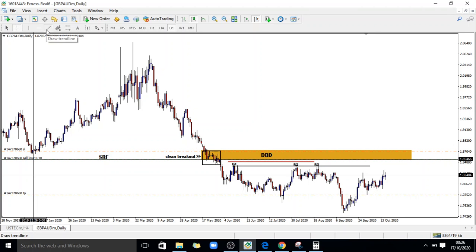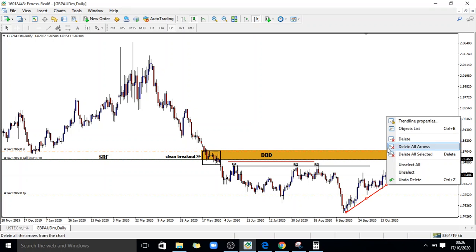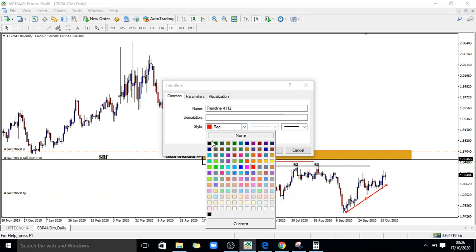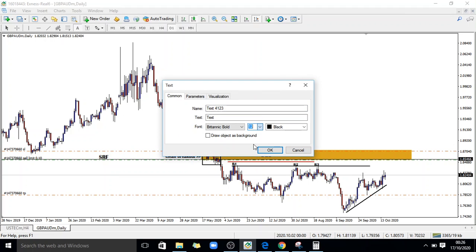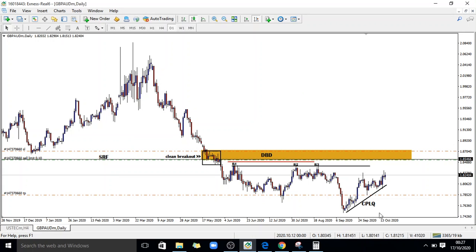So now let me just mark this. So now here we have what we call a compression, as you can all see. So price is basically compressing towards the liquidity. So this is what we call CPLQ. CPLQ stands for compression towards liquidity. So now price is compressing towards liquidity, and the liquidity is composed of the stop losses of the retail sell traders who entered at resistance. So let me just remove that.